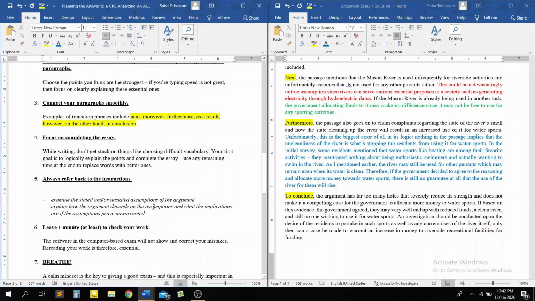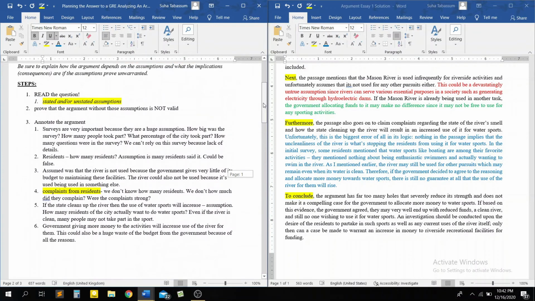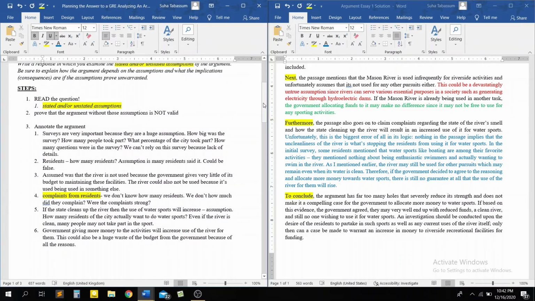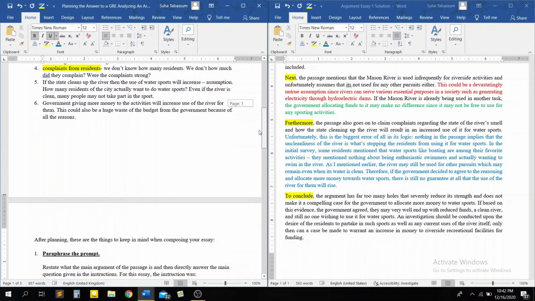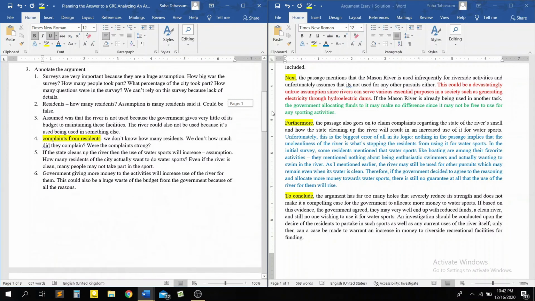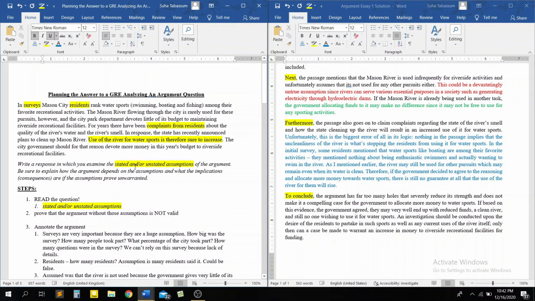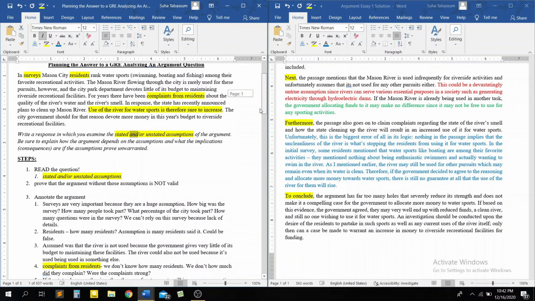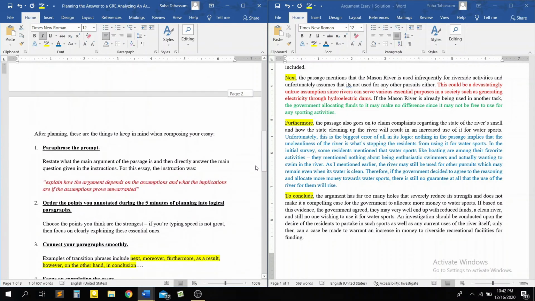Right, there was one more thing that I don't think I've mentioned yet. Refer back to the instructions. This is very, very important. This is why you need to plan your essay very well, so that you don't stray off topic. Remember that off-topic essays will get you 0 in the GRE. Always go back to the main instructions. Look at what they're trying to do. Do not ramble on and stray off topic. It will cost you.